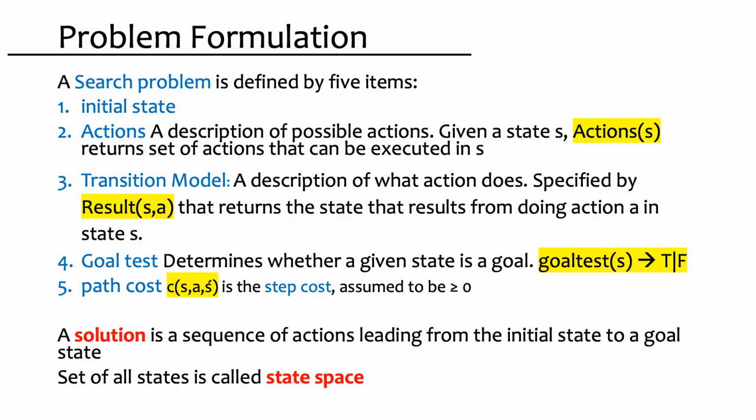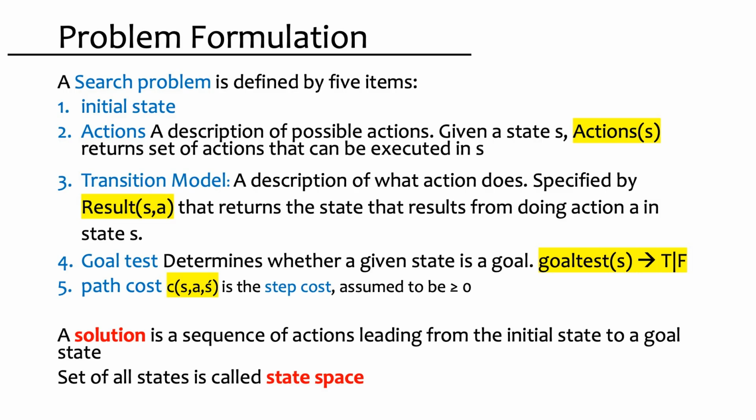Finally, the fifth component is the path cost. This quantifies the cost associated with taking a particular action. For example, in the navigation problem, the cost of moving from Arad to Zerind might be 75 units, representing distance or time. In the puzzle, we might assign a uniform cost of 1 to every tile movement, meaning each action costs the same regardless of which tile is moved. The path cost function tells us the cost of transitioning from one state to another via a specific action.